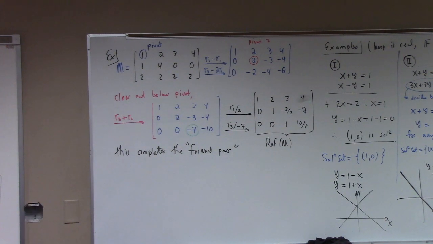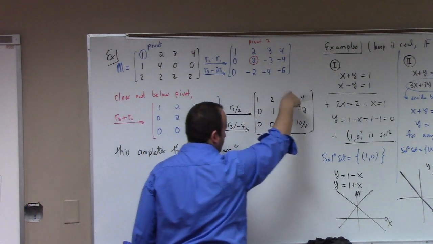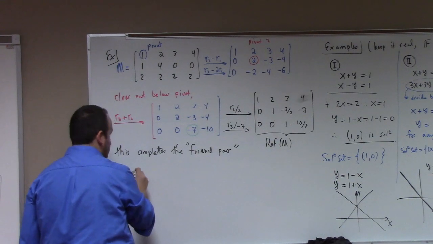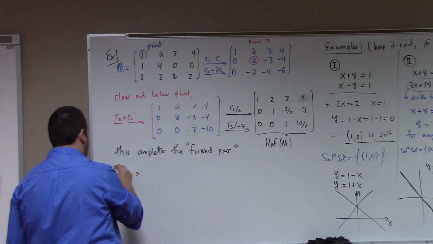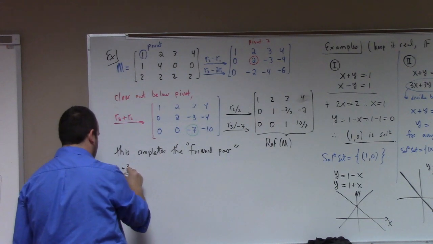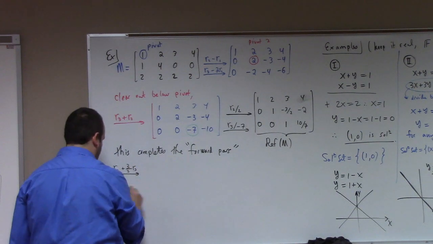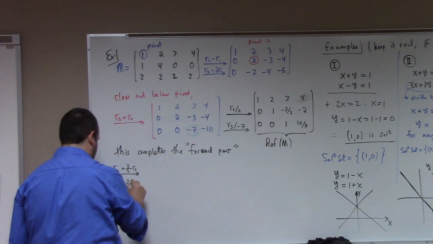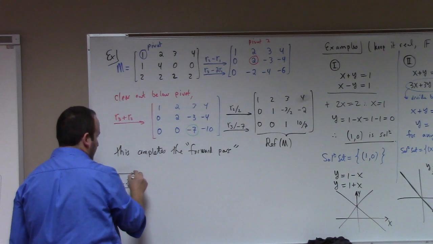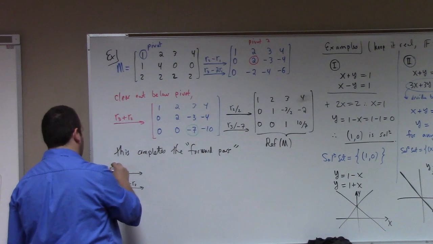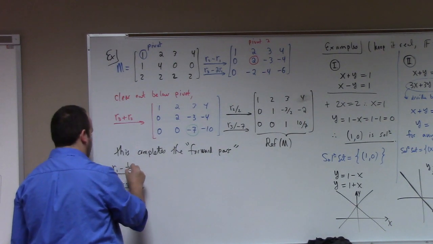Anyway, now the backwards pass, what we do is we go the other way, starting with the last pivot to the first, clearing out entries above. All right? And so, you know, to get rid of those two, what do I do? Row 2 plus 3 halves row 3, and I'm also going to go ahead and do row 1 minus 1/3 row 3, right?